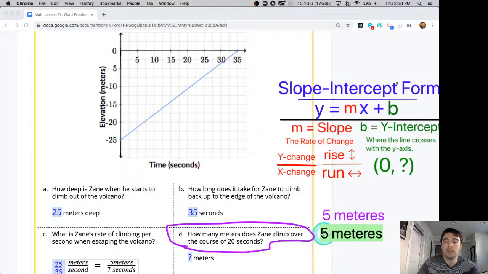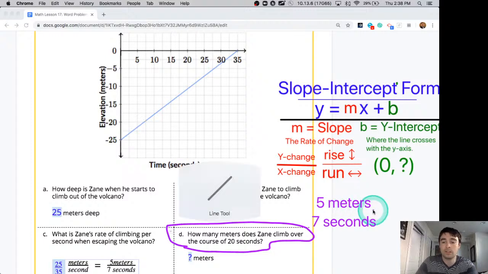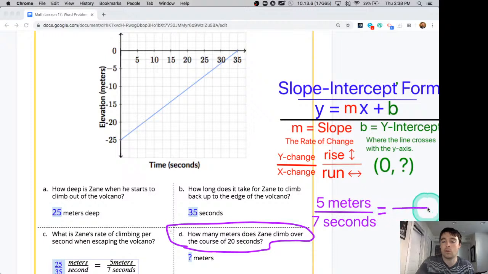And if it's 5 meters every 7 seconds, I'm going to set up a proportional relationship here. Something that hopefully looks familiar to what you did with Mr. Neville. 5 meters every 7 seconds, and we want to know how much Zane would cover over the course of 20 seconds?